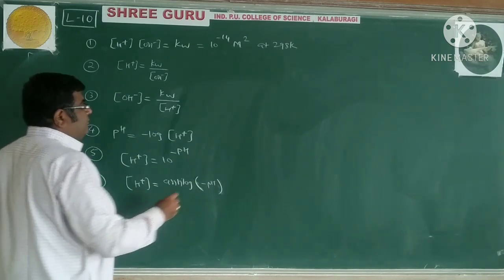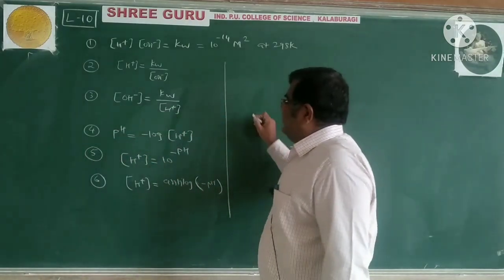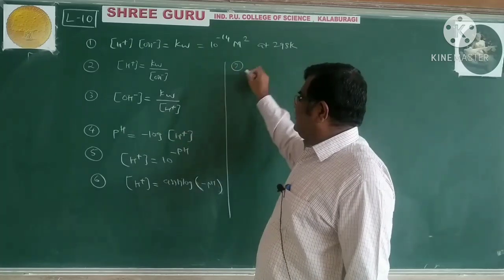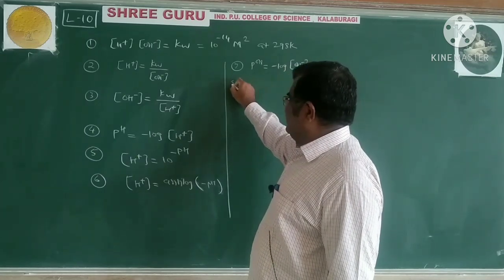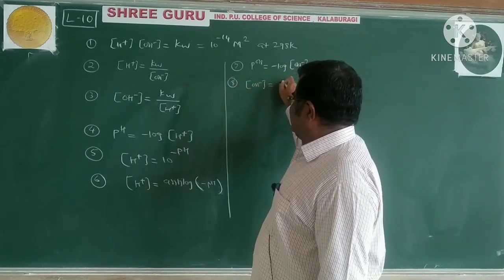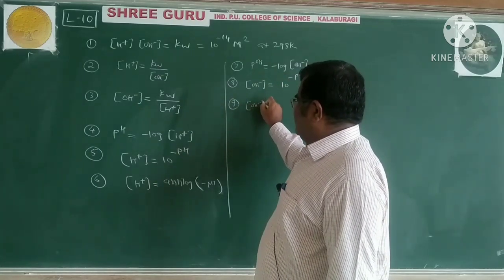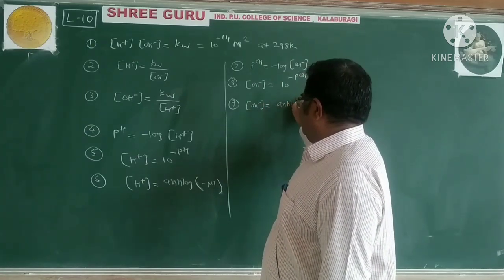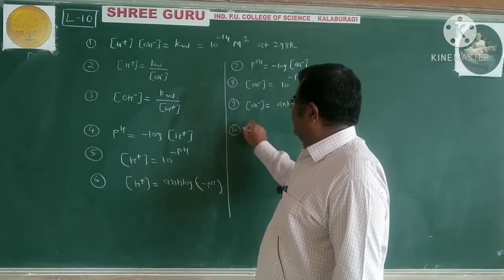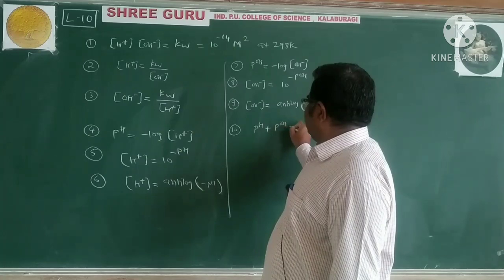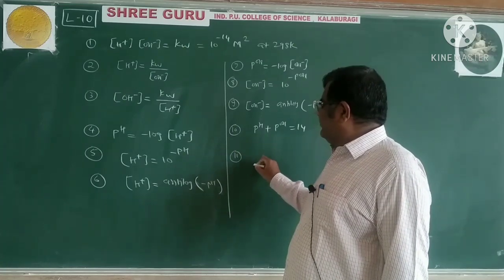Then seventh one, a similar formula, like pH. pOH is equal to negative log of OH minus ion concentration. OH minus ion concentration is 10 raised to minus pOH. OH minus ion concentration is equal to antilog of minus pOH. pH plus pOH is equal to 14.